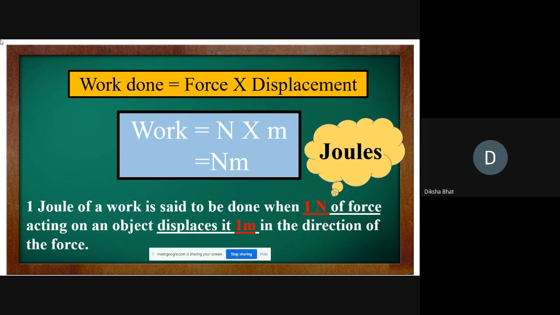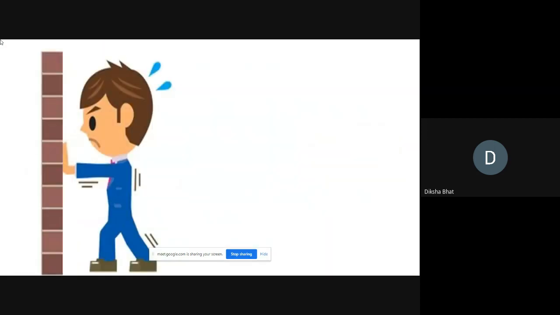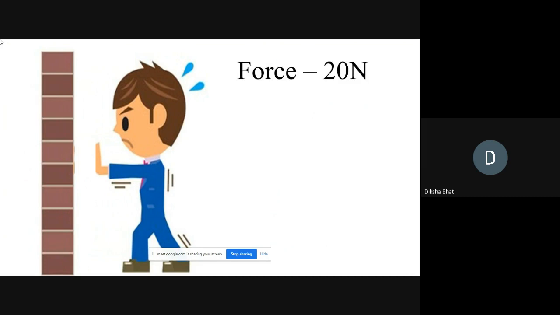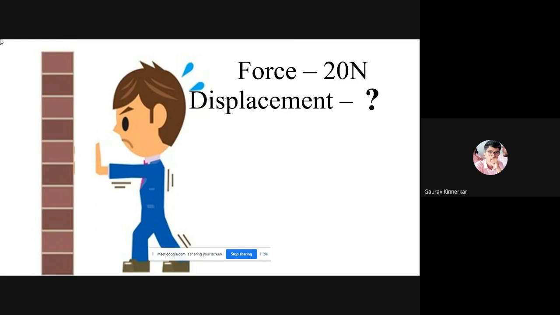Now let us solve some problems. A boy is trying to push a wall. He applies a force of 20 newton in order to push a wall. What will be the displacement in this case? Zero. Why 0? Because the wall doesn't move. Yes, correct. So the displacement will be 0.